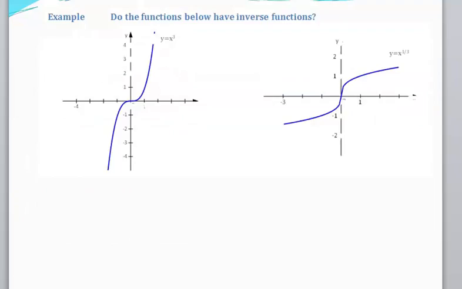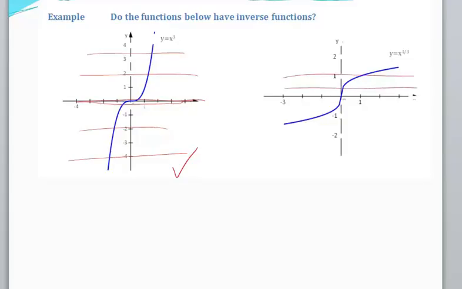If the horizontal line can only cut the curve in one place, then the inverse will be a function. So here we want to find out, do the functions below have inverse functions? We can try a few different points here, 1, 2, even right through our x. We're only going to cut through our line one time. So yes, we do have an inverse function.